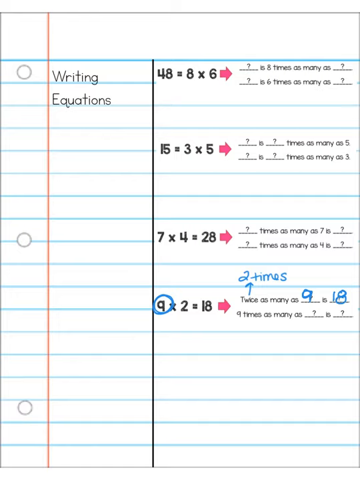Nine times as many as 2 is 18 because it would take 9 groups of 2. If I had groups of 2, I would need 9 of them to make 18.